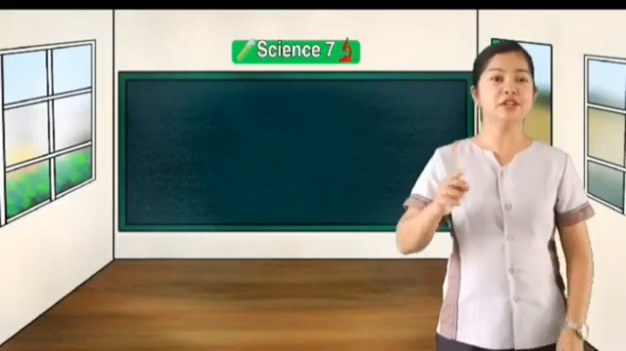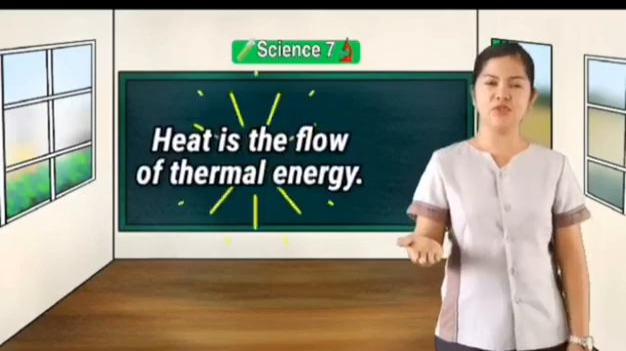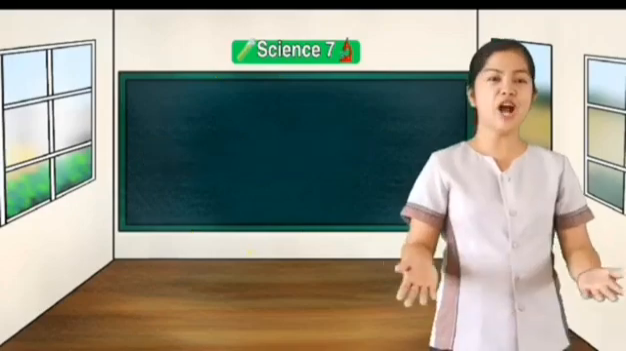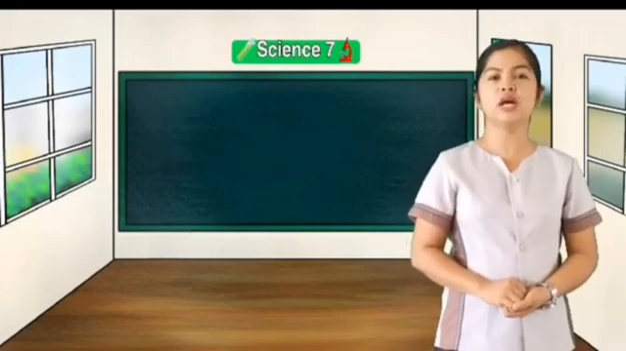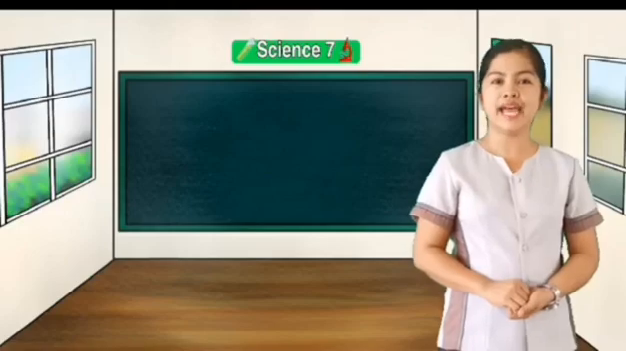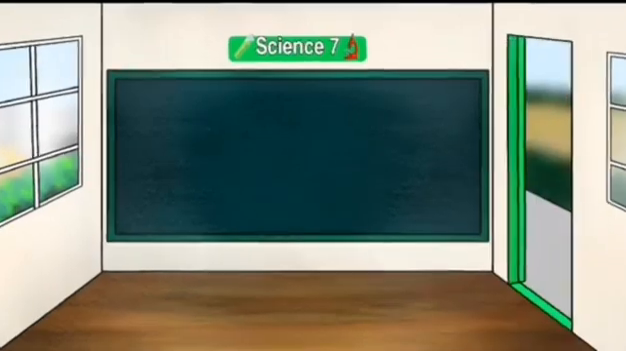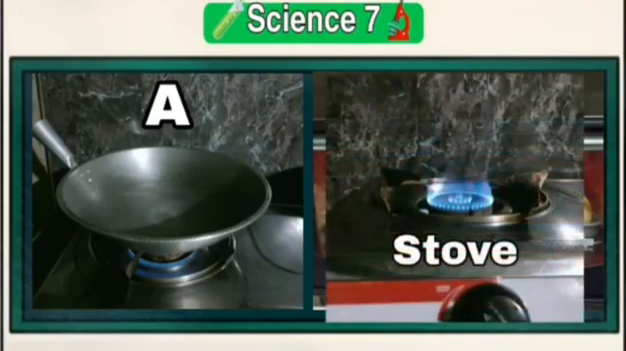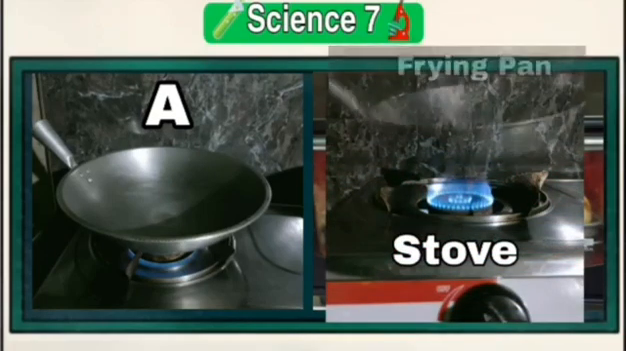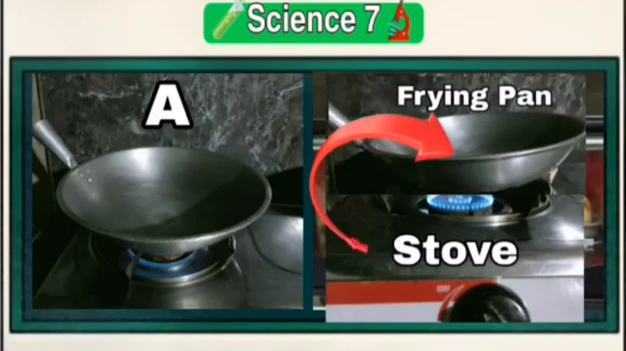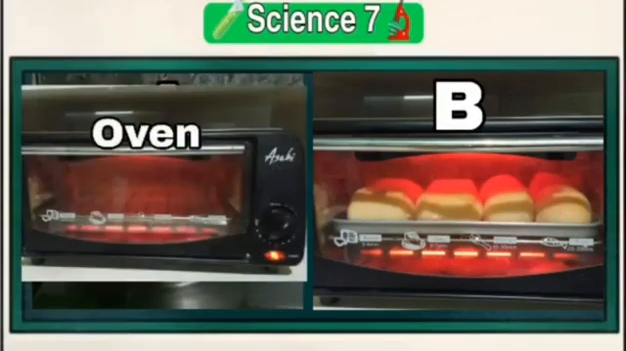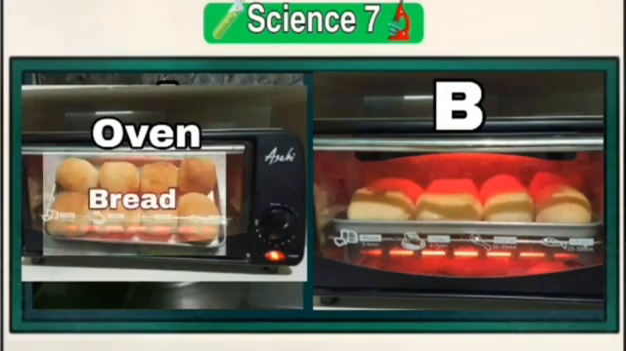But how is heat related to thermal energy? Heat is the flow of thermal energy. That is why it is called an energy in transit. Now, let us find out the flow of heat by identifying the sources of heat and the object that receives heat. In picture A, the source of heat is the stove, while the one that receives heat is the frying pan. Heat flows from the stove to the frying pan. In picture B, the source of heat is the oven, while the bread receives the heat. Heat flows from the oven to the bread.